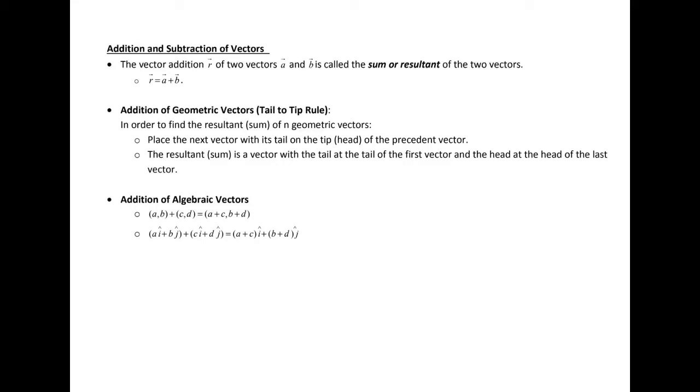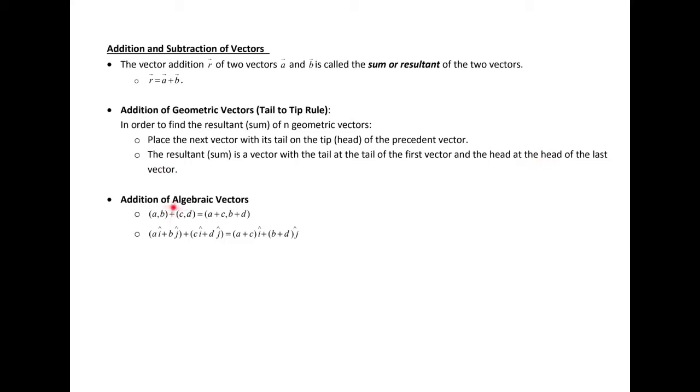This lesson, we're going to learn how to do addition and subtraction of vectors. The vector addition of two vectors A and B is called the sum or resultant of the two vectors, and it's often denoted by vector R. If the vectors given are geometric vectors, then we follow the tail to tip rule. That means we place the next vector with its tail on the head, which is the tip of the previous vector. Then the resultant is a vector with the tail at the tail of the first vector and the head at the head of the last vector.